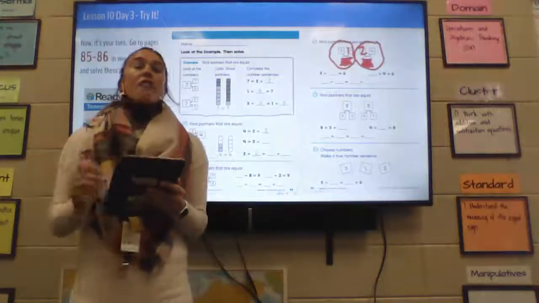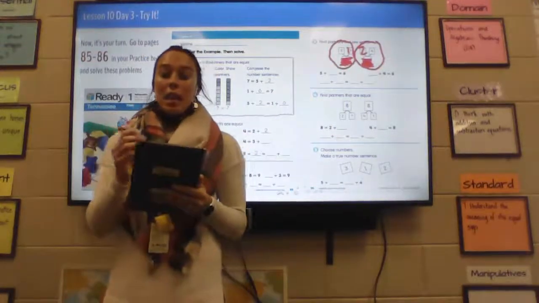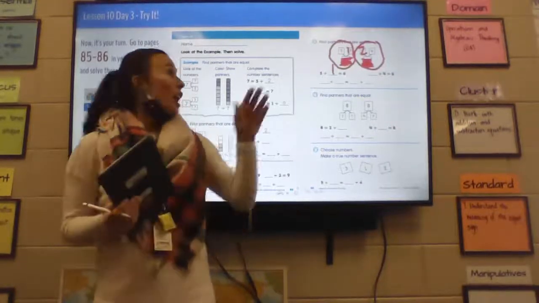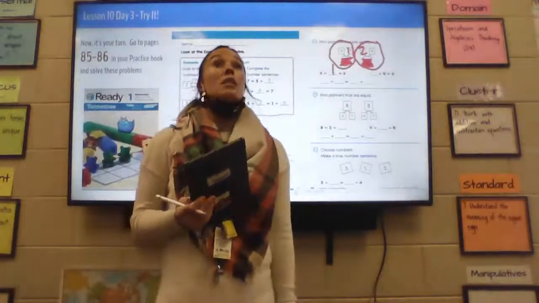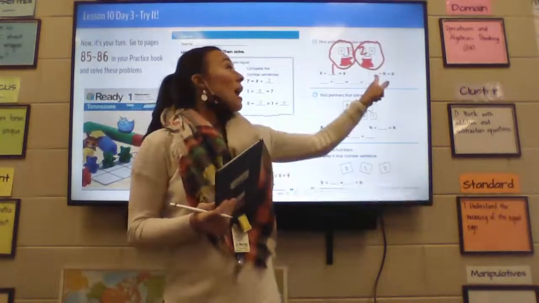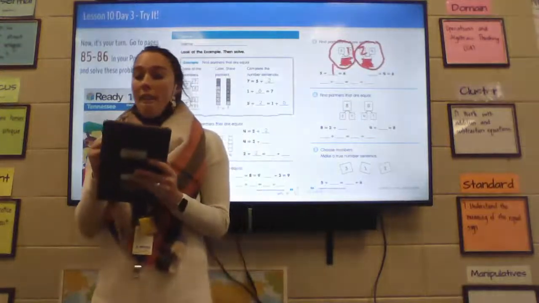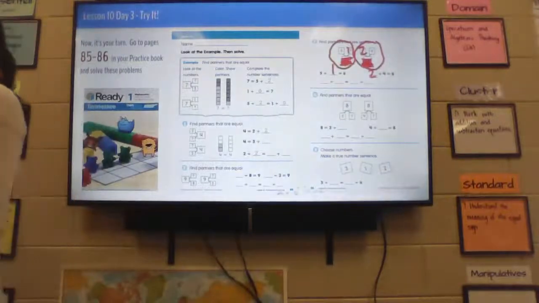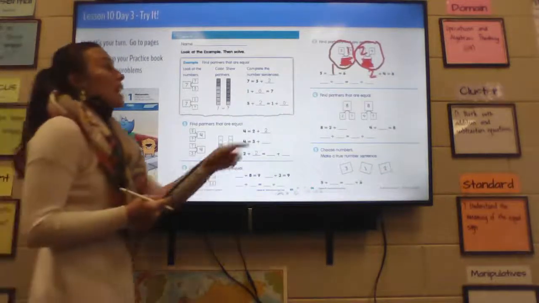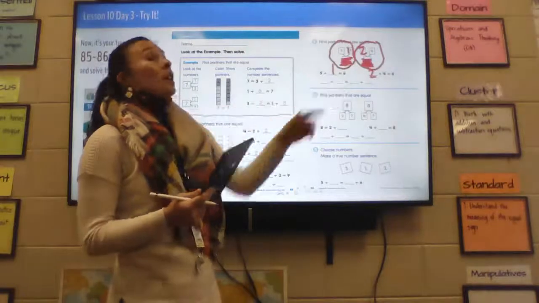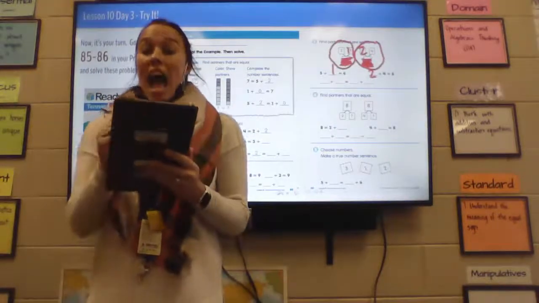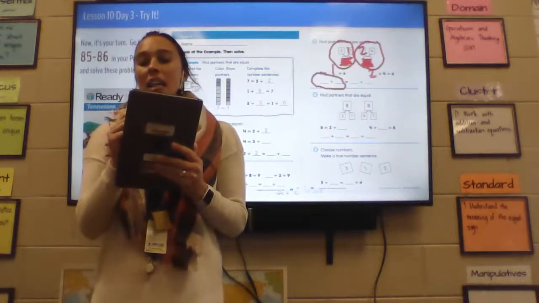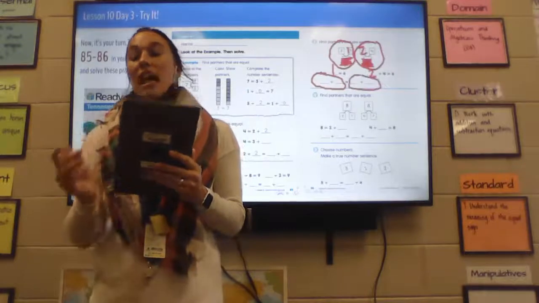So I'm going to say 5 plus what, Claire, equals 6. Okay, so I've got 5 plus 1 equals 6. Great. Now, Brock, what do I put on this side? 2 plus 4 equals 6. Perfect. So now, do you see my equal sign right here? Yeah. So guess what? I have a number sentence that goes on this side and a number sentence that goes on this side. Do you see it?